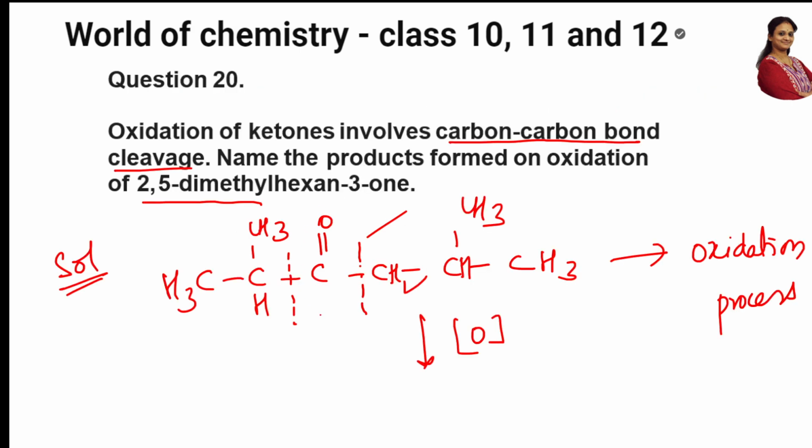There is one ketonic group right here, right? So this ketonic group, also if I consider, I can take this carbon, I can take this carbon, correct? But here they've given me oxidation of ketone involves C-C bond cleavage. Name the product formed on oxidation of this. So this hexanone part I have considered, this part I have considered.